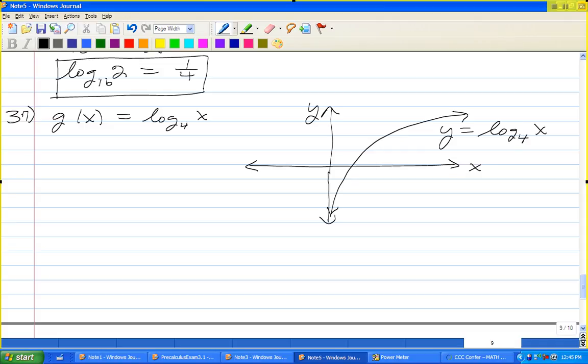Give the coordinates of the x-intercept. The x-intercept is at 1, 0. The log base 4 of 1 is 0. The exponent of 4 that yields the value 1 is 0. The equation of the asymptote, well, the asymptote is just x equaling 0. 39.